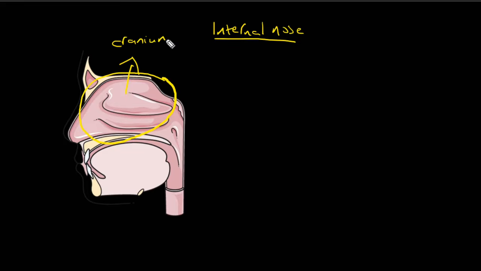So then let's move on to talk about the internal nose. And when I'm talking about the internal nose, we're talking mainly about the nasal cavity. And the nasal cavity is this area here. The internal nose is a large cavity and it's inferior to the cranium. So it's below the cranium, and it's superior to the mouth. So you've got the mouth down here. Anteriorly, the internal nose merges with the external nose. And posteriorly, it communicates with the pharynx. So we've got the pharynx down here.